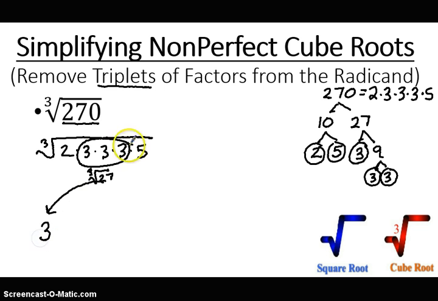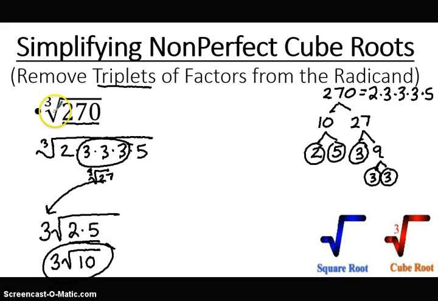So we can remove this triplet of factors by writing only one 3 outside the cube root. Now notice there's no triplet of factors for the 2 and no triplet of factors for the 5, so they remain inside. 2 times 5 simplifies. Step 4, simplify. 3 times the cube root of 10. The cube root of 270 is the same as 3 times the cube root of 10.